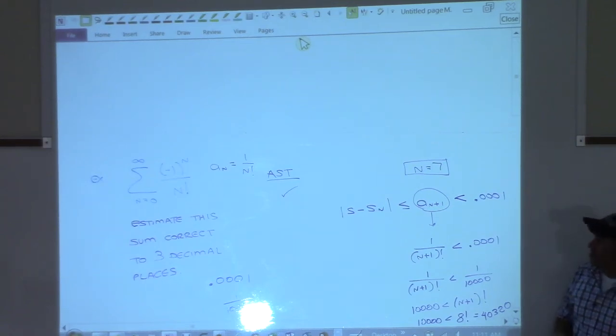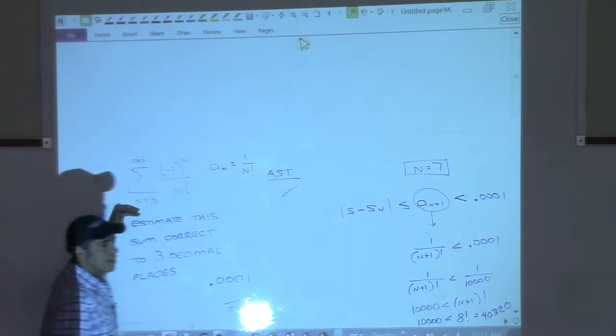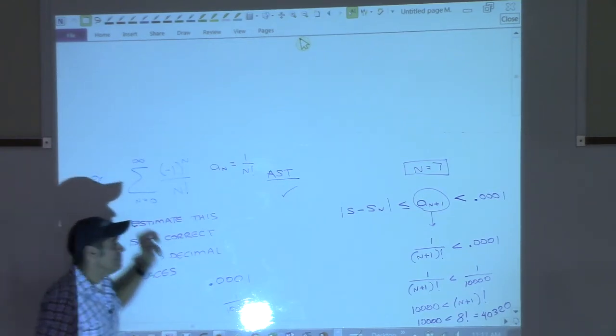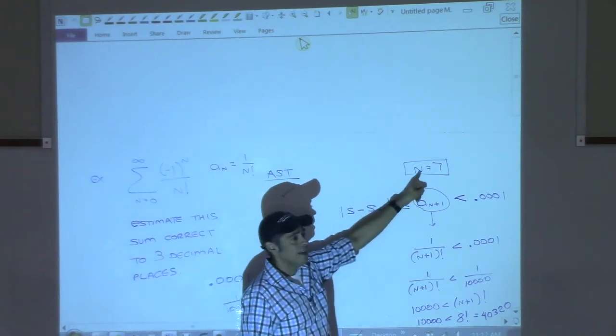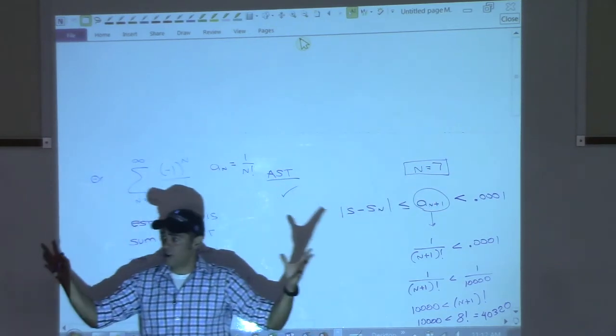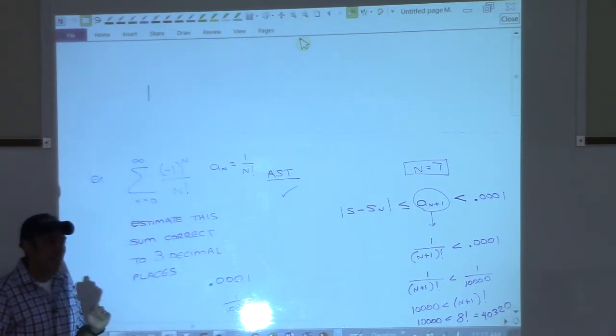or 1/10,000. So that means that if you want to add this up, we know it converges to some number. I still don't know what it converges to. I just know it converges. What I can tell you is that if I stop at n equals 7, the difference between the true sum and that estimated sum is less than 1/10,000th.